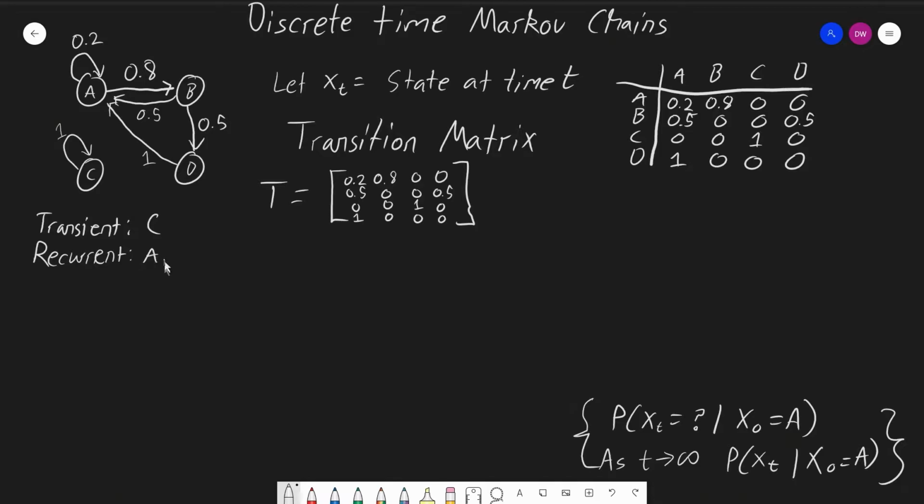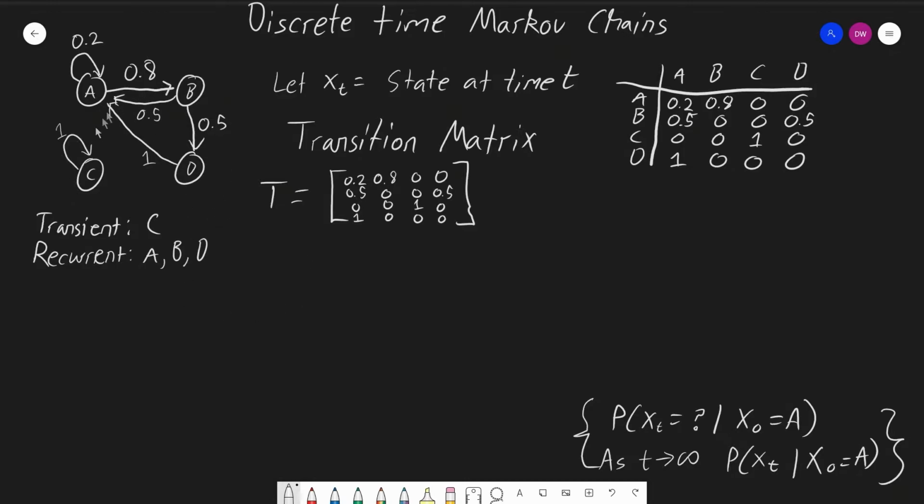And that would mean that A, B, and D are all transient states, assuming we start in this chain. Now, if we were to start in the chain C, it would be a recurrent state, and these would all be transient because we'd visit them 0 times. But for now, I'm just going to say these are what we care about because we're assuming that we're starting on one of these 3.